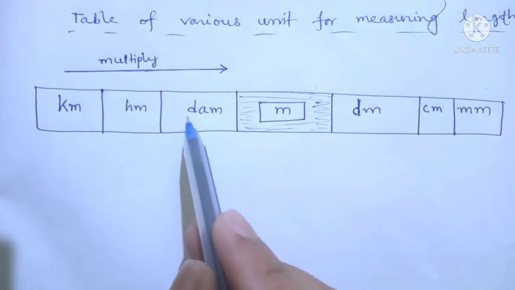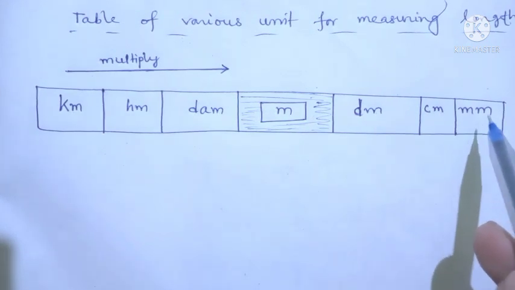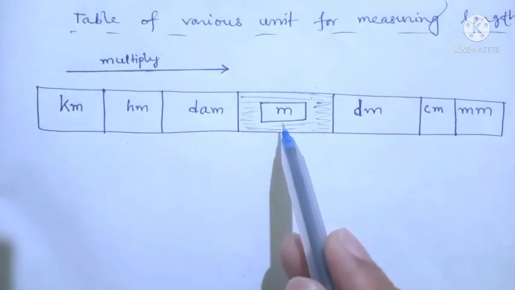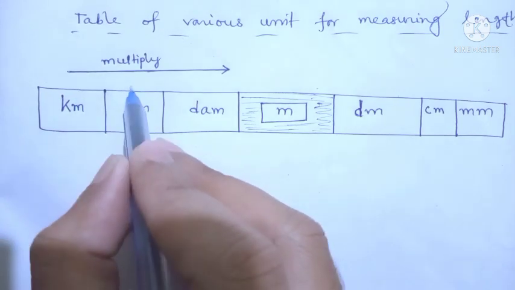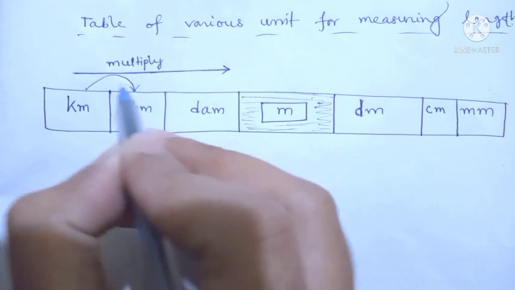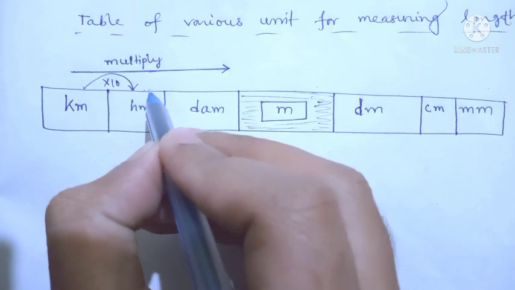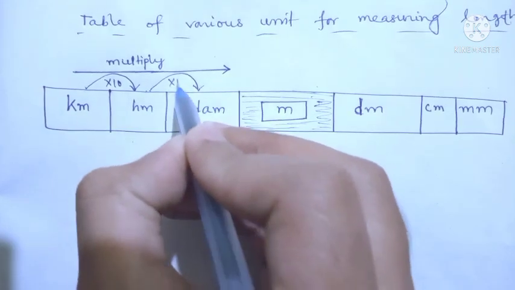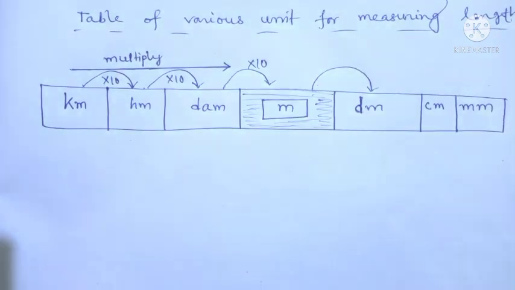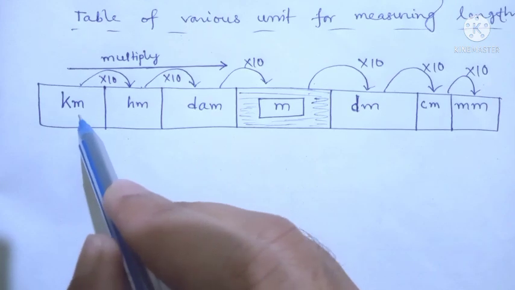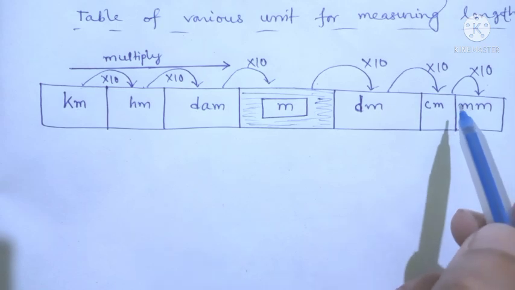kilometer, hectometer, decameter, meter, decimeter, centimeter and millimeter. Meter is the standard unit for measuring length. Okay, so if you want to convert kilometer to hectometer, just multiply 10. Okay, and if you want to convert hectometer to decameter, just multiply 10, just like this. So kilometer is the larger unit for measuring length and millimeter is the smaller unit for measuring length.